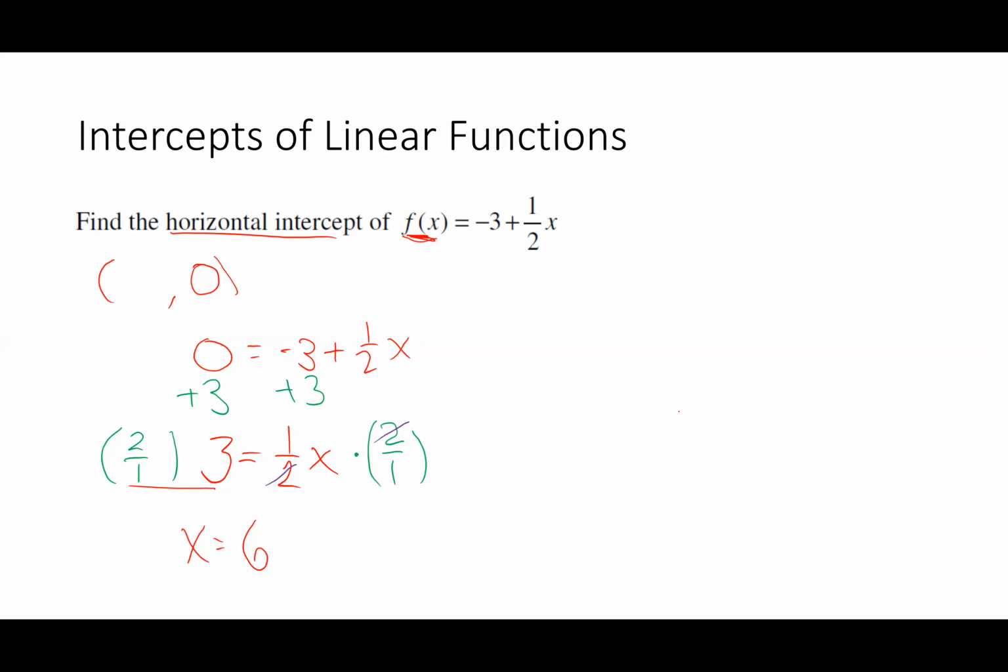So my horizontal intercept is going to have an x value of 6, and by default, a y value of 0.